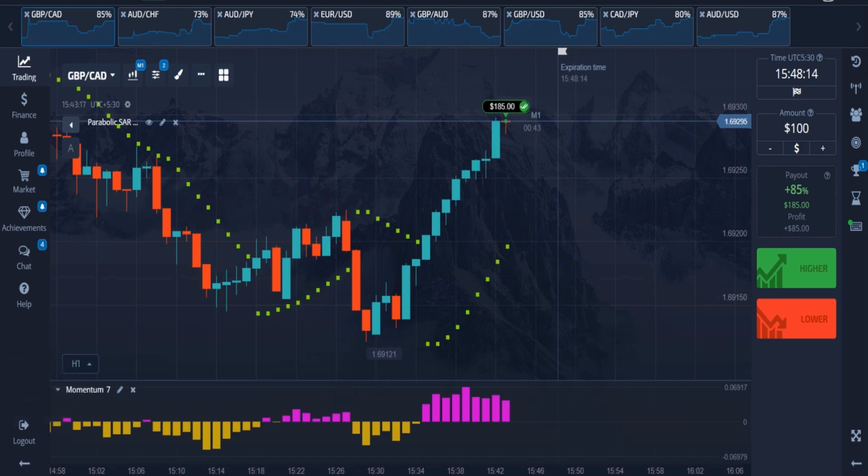And don't forget, if you want the exact settings for both indicators, make sure to watch the video till the end. Let's keep going.